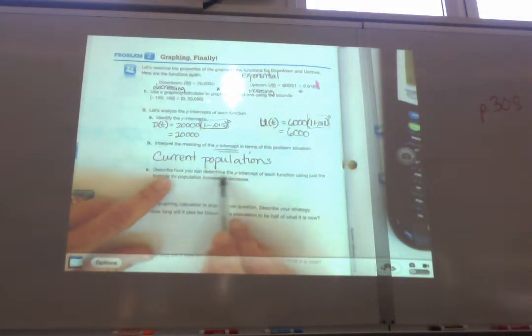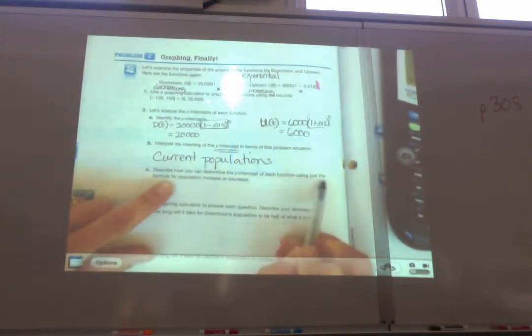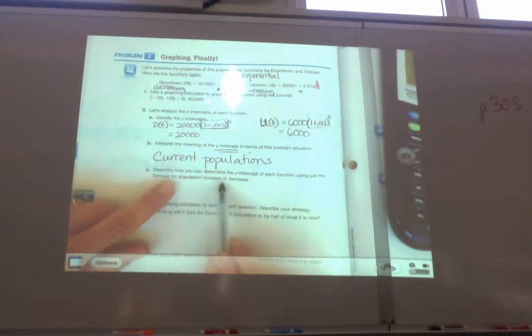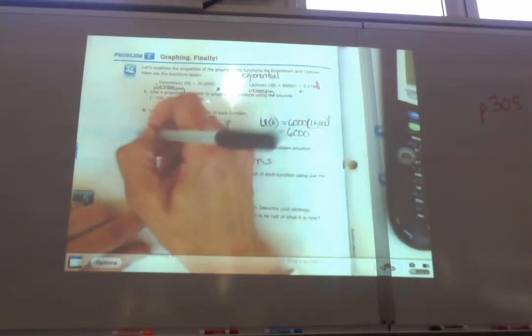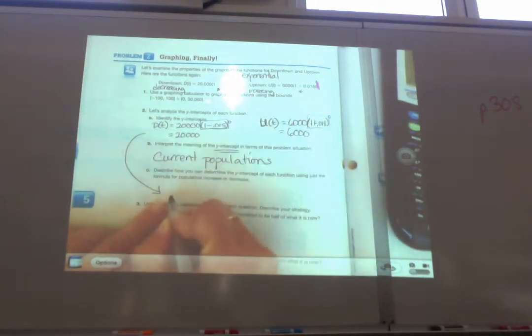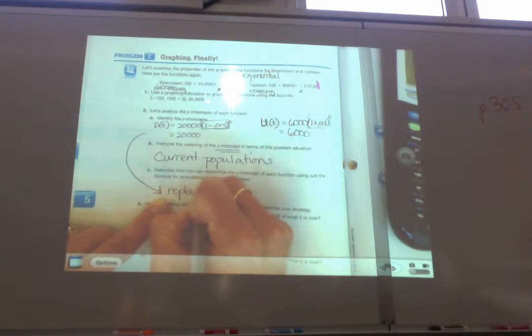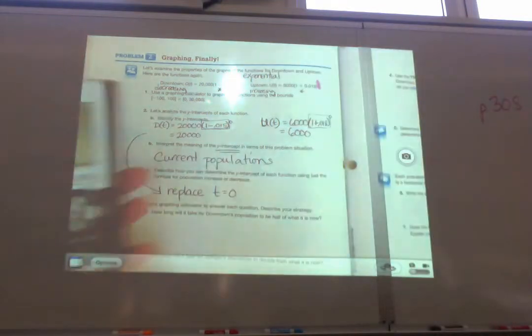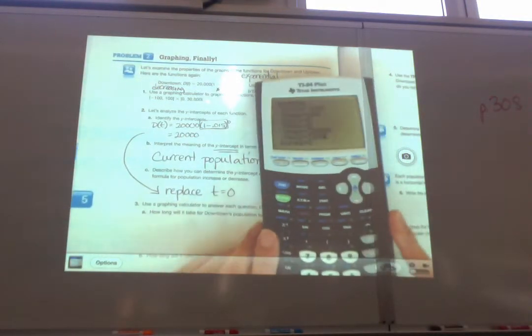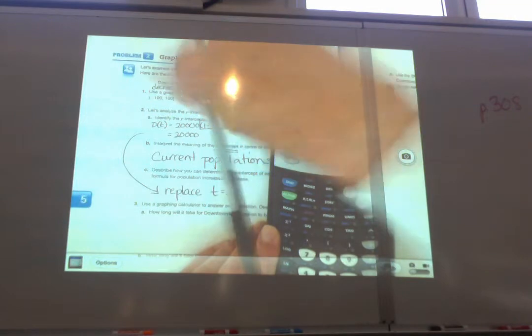Describe how you can determine the y-intercept of each function using just the formula for the population. I wonder if we were supposed to be looking at the graphs there to do that, because we just used the formula. What did we do in that formula to figure out the intercepts? We replaced t with 0. Let's go ahead and look at graphs of our functions. We were supposed to do that up there in number 1.